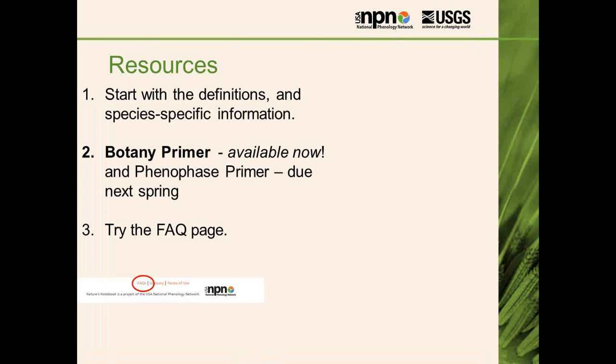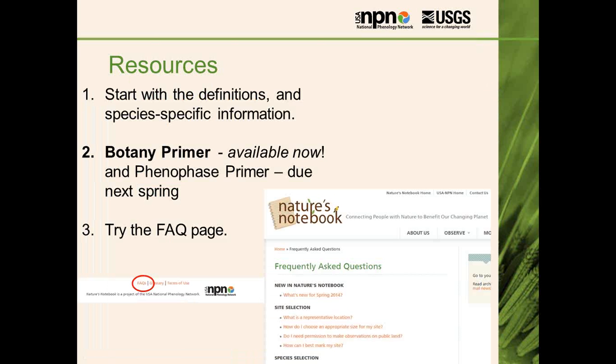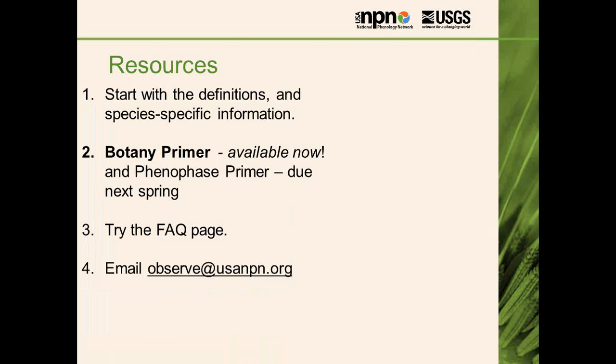Also, you can try the frequently asked questions page. This is located at the bottom of all of the Nature's Notebook pages. If you just scroll down to the bottom, you'll see that little link for FAQ. It takes you to this page, and it has all of the commonly asked questions that we've gotten. We update that every year. And so you can look first to see if your question's on there. If it's not, you're welcome to email observe@usa-npn.org, and we'll do our best to answer your question.